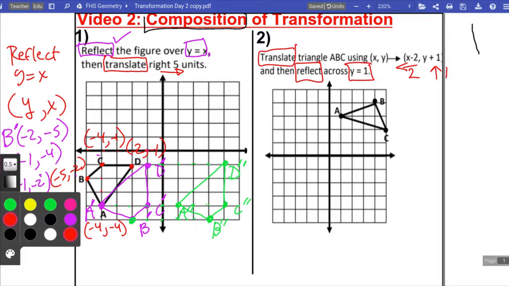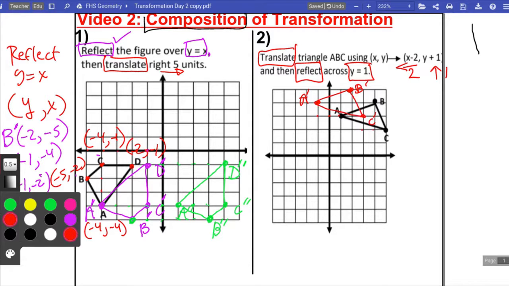First, let's move this picture left 2, up 1. A, left 2, up 1. A prime. B, left 2, up 1. B prime. C, left 2, up 1. C prime. Now connect it.